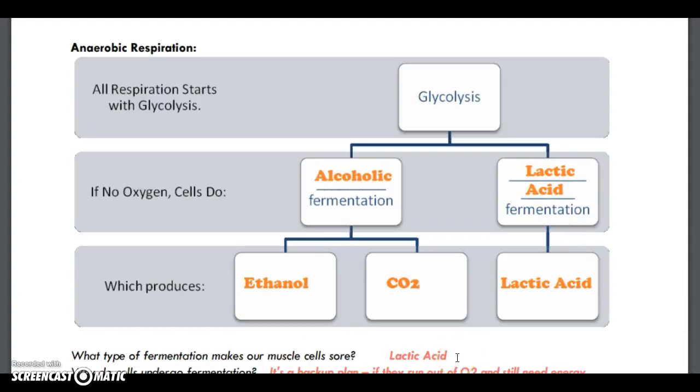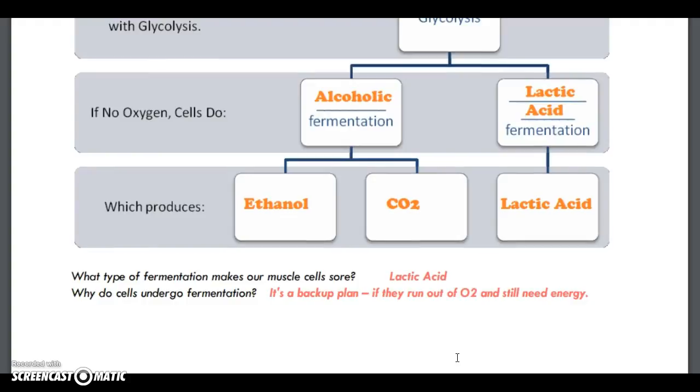So why would our cells bother doing this? It's because it's a backup plan. If you run out of oxygen and you still need energy, you've still got this option. Other organisms, things like bacteria and fungi, they will do this almost exclusively, simply because it's less complex and it's a fast source of energy that doesn't require oxygen and doesn't require a lot of the mitochondrial membrane and enzyme stuff that happens in the Krebs cycle and the ETC.